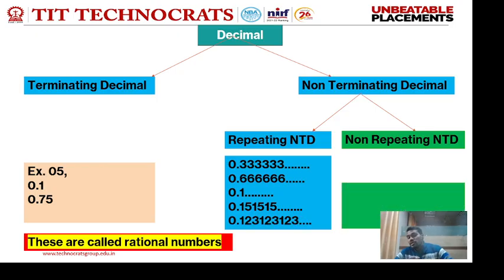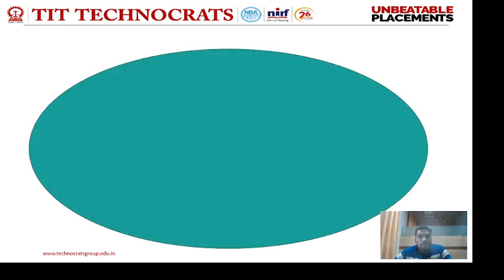Non-repeating non-terminating decimal means the digits do not repeat again and again. Like the non-perfect squares and the value of pi, which are always non-repeating, non-terminating decimals. Like the value of pi, the value of root 2, root 3, root 7, root 8, and root 11.